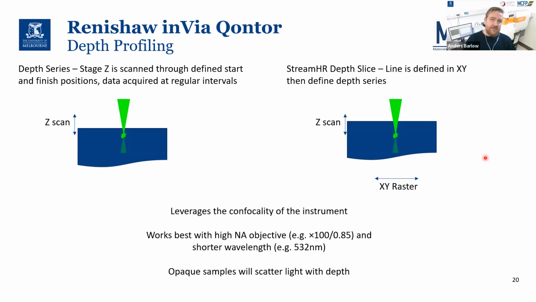It also benefits from using a shorter wavelength for the same reason. You're constraining your confocal volume a bit more tightly, effectively. It will also work best, of course, on transparent samples. Opaque samples will scatter the light a lot more with depth. So if you're working with, for example, silicon wafers, that is going to scatter very, very quickly below the surface. So your depth profile is going to be basically limited much closer to the surface than it would be for a transparent polymer, for example, or something mounted underneath a glass cover slip.